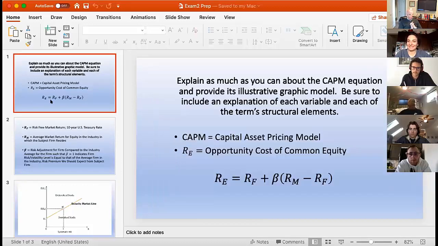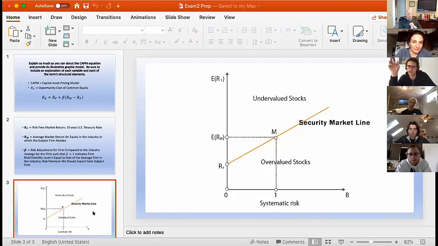Questions from Martin? Can you just restate the security market line? Is it based out of the CAPM equation directly, or is it something else?